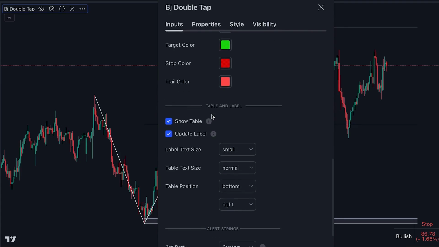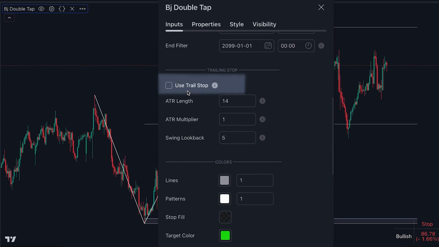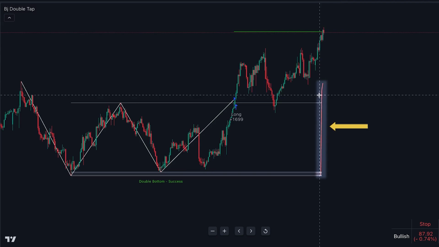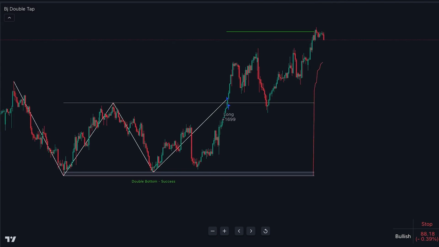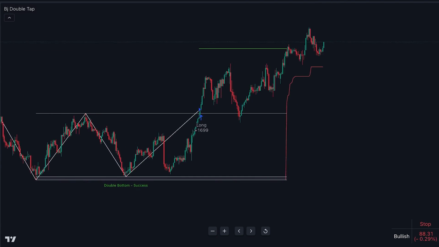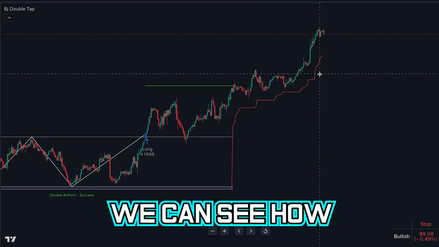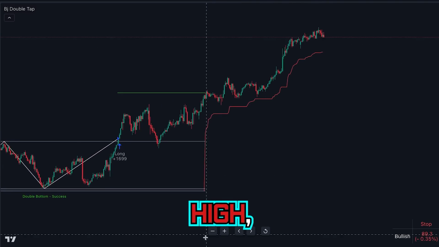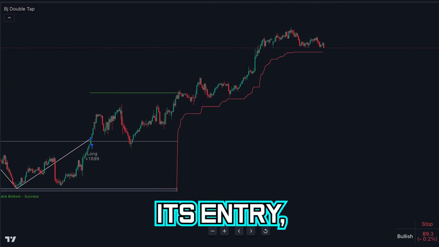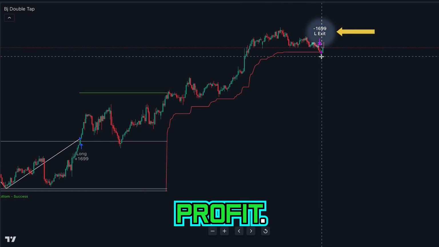To get a higher risk to reward, instead of adjusting the take profit option, you can enable the trailing stop feature. So now, instead of closing the trade once it reaches the swing high or low, the indicator will begin to trail the entry from that point. In this example, we can see how once price gets to the swing high, the indicator started to trail its entry, which ended up running into more profits.